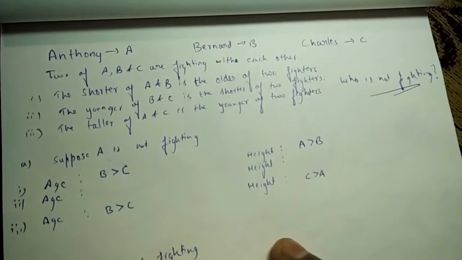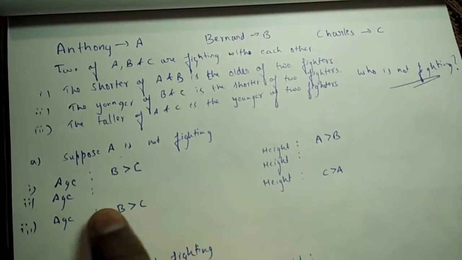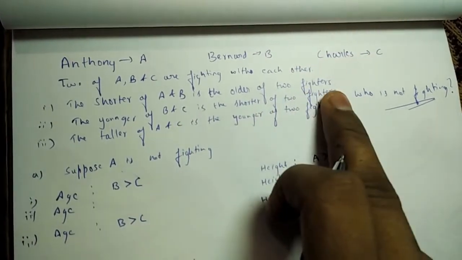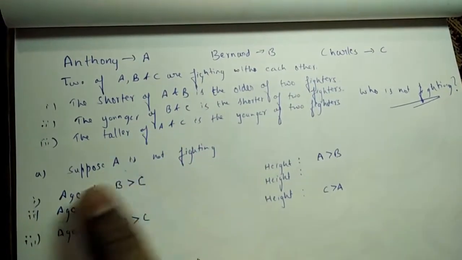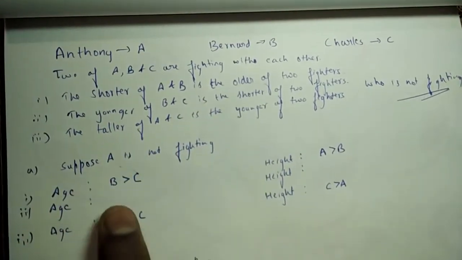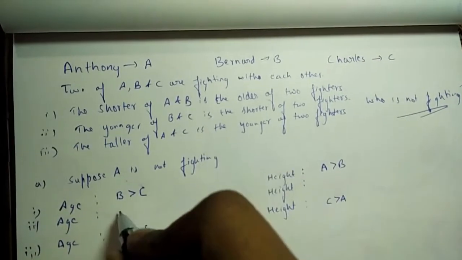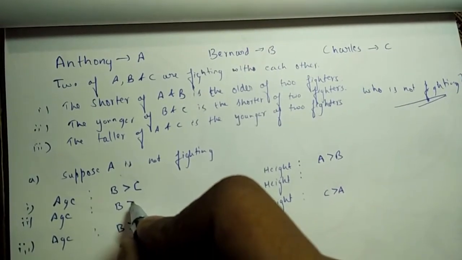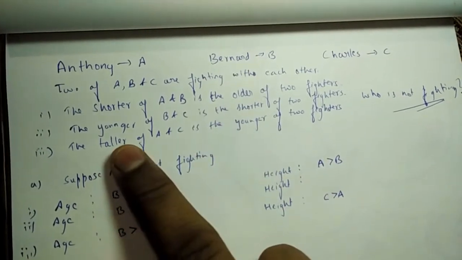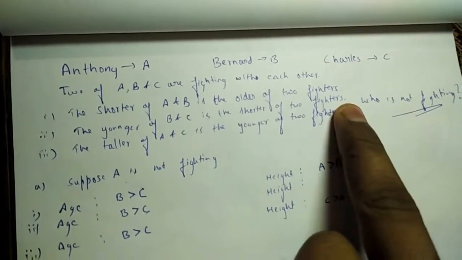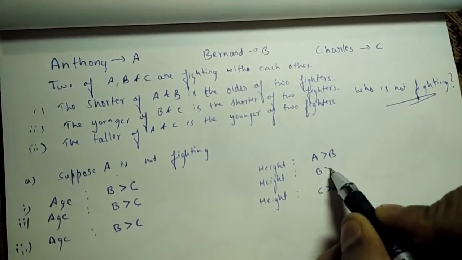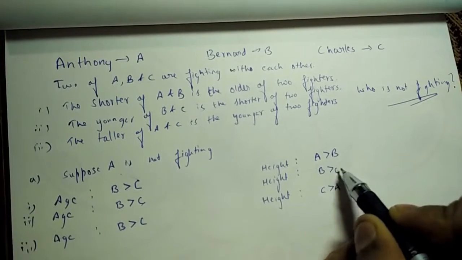Okay. Now come to the second equation. It says the younger of B and C is the shorter of the two fighters. As we can see from the first and the third, the younger of B and C is C. Thus B is older than C, and the younger C is shorter than B. Thus it says B is taller than C.